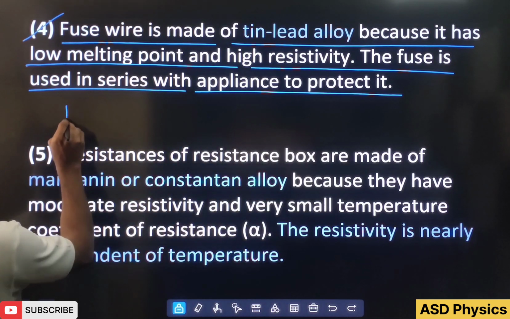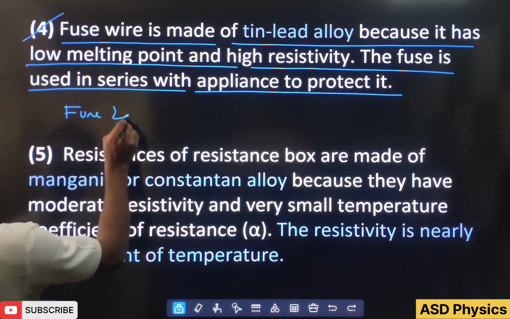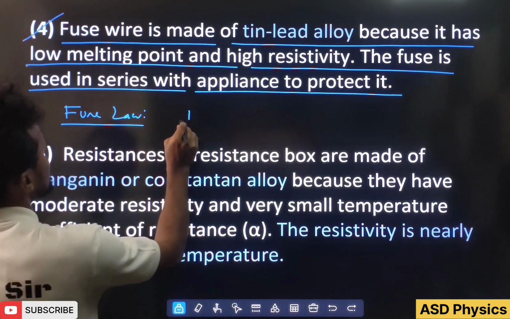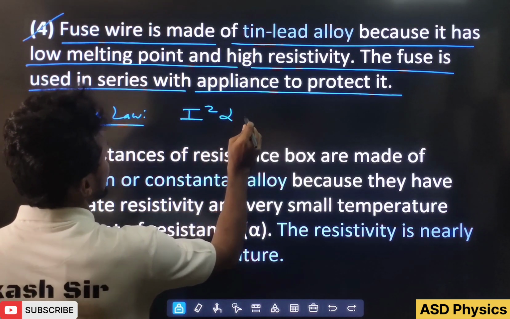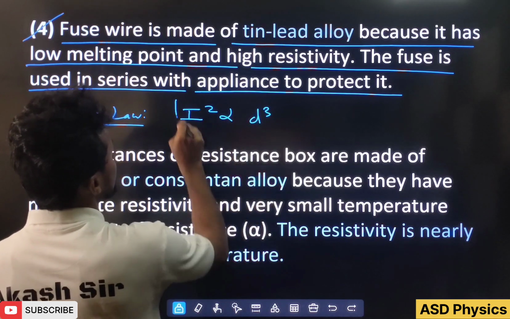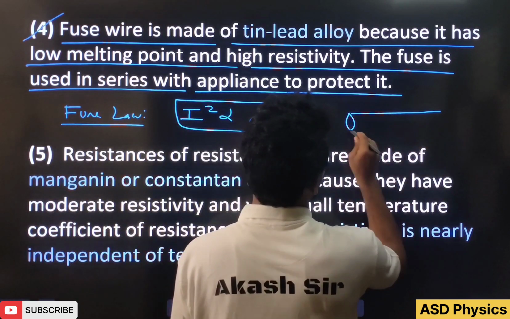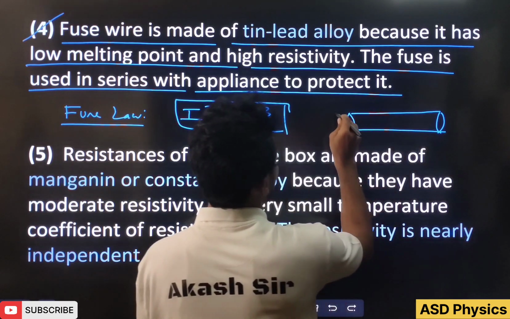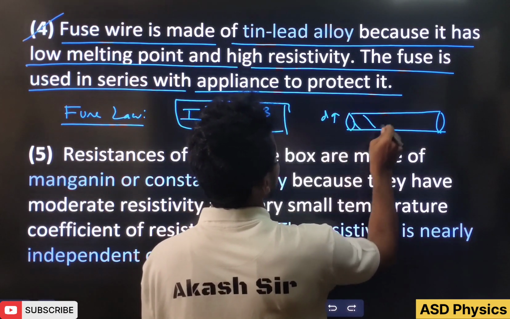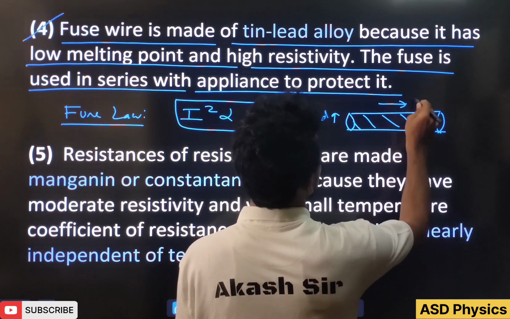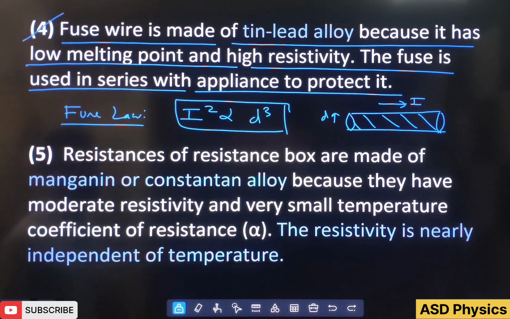And remember that there is the fuse rule, or we can say the fuse law. I squared is directly proportional to D cubed. What is D? D is the diameter of the wire. If this is the fuse wire, this D is the diameter of the wire, and I is the current flowing through the wire. So I squared is directly proportional to D cubed.